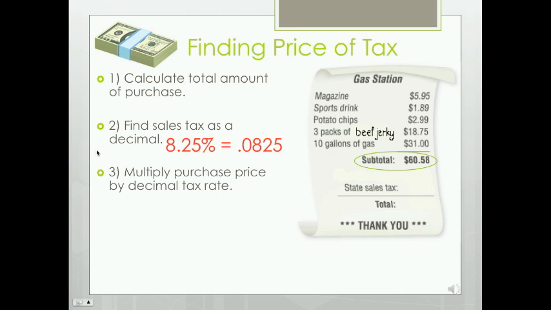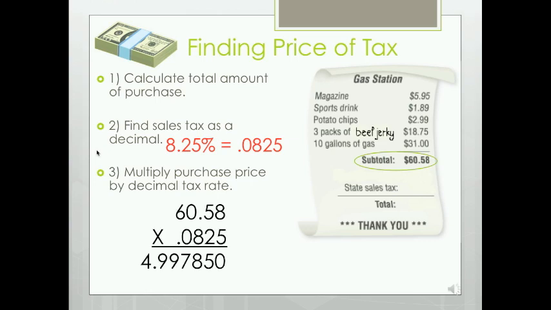Next, you multiply the purchase price, $60.58, by the decimal tax rate. That's an example very similar to the one we did earlier. So you just do your multiplication and then decide where the decimal goes. We have 2 spaces to the right here, 4 spaces here. 2 plus 4 is 6, so we move this decimal 6 over.